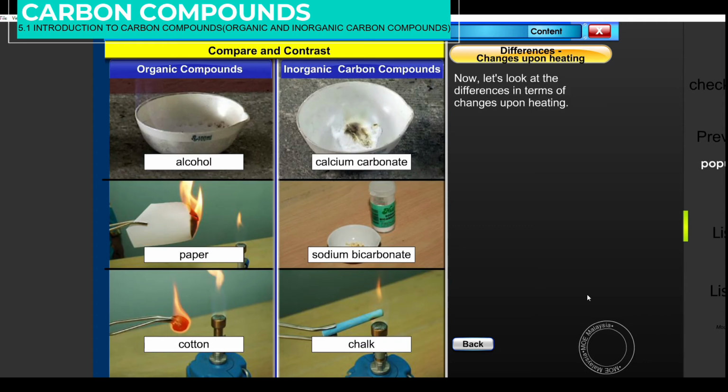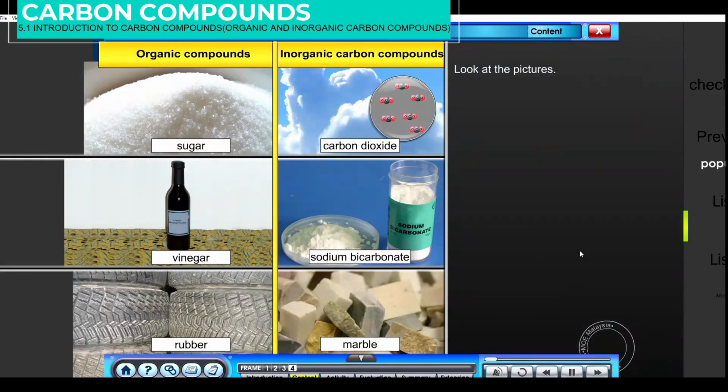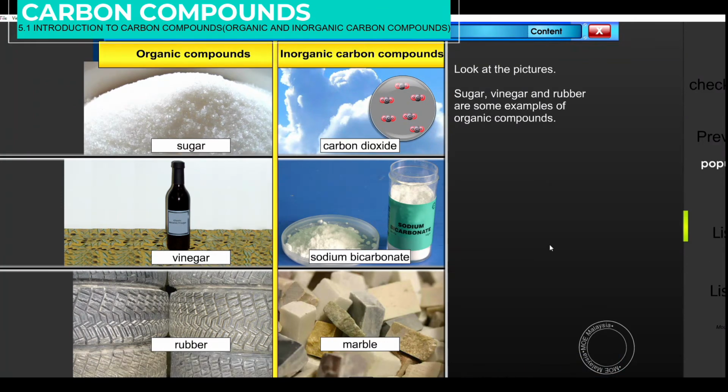Now, let's look at the differences in terms of changes upon heating. Organic compounds can be burnt. Inorganic carbon compounds cannot be burnt. Look at the pictures. Sugar, vinegar and rubber are some examples of organic compounds. Carbon dioxide, baking soda and marble are some examples of inorganic carbon compounds.